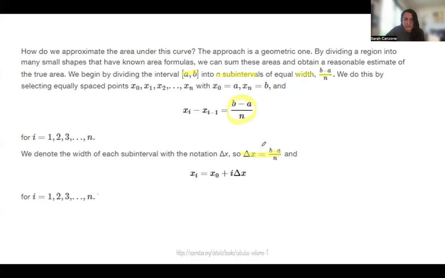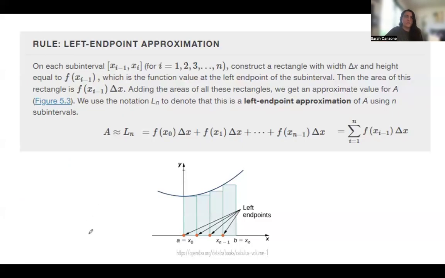Just remember that the change in x, the width of your subintervals, is b minus a over n. Now we can start talking about what it means to find a left endpoint and a right endpoint approximation. First, let's consider left. Given n subintervals, in order to use a left endpoint approximation, we are going to construct rectangles, because for approximating area we want to use shapes that we know how to find the area of.